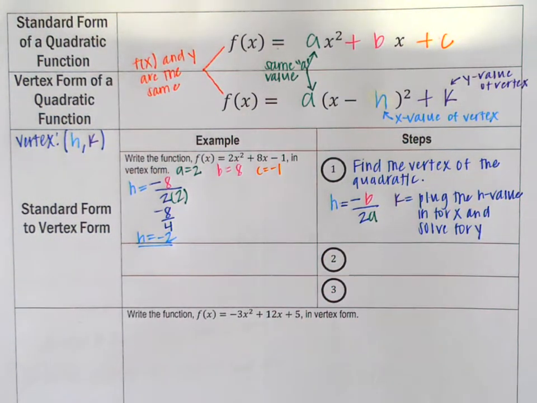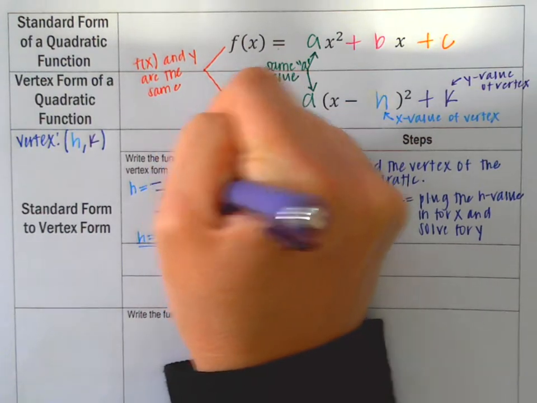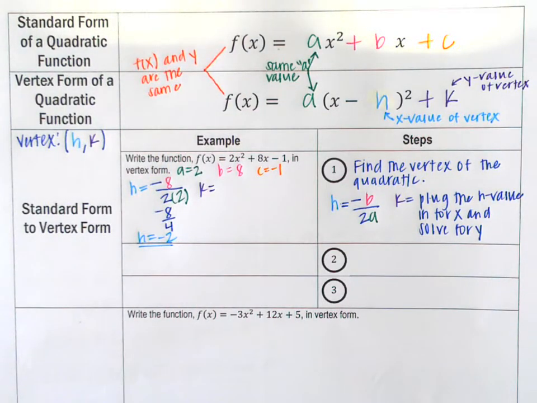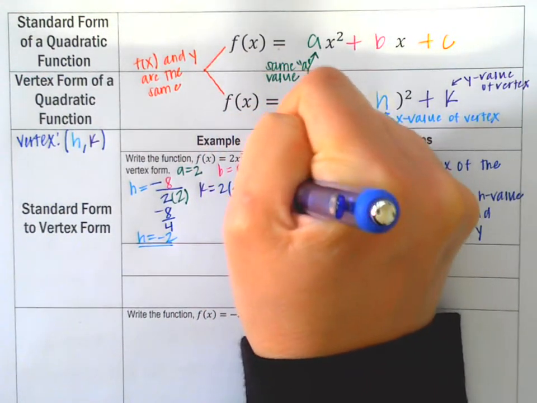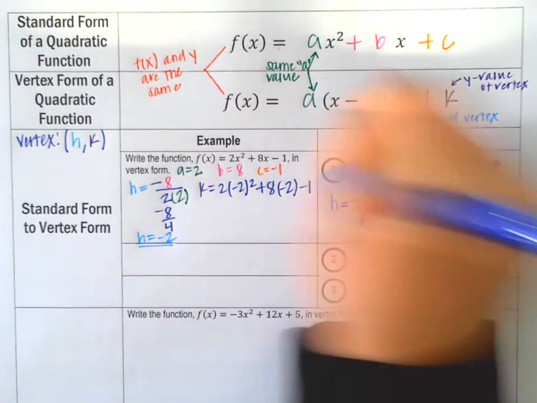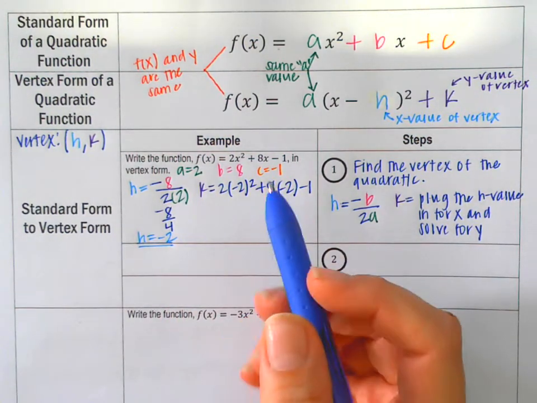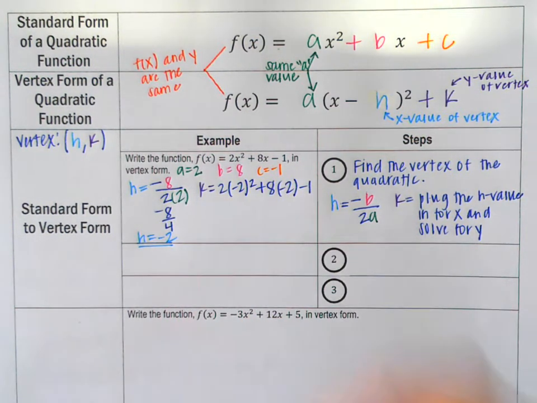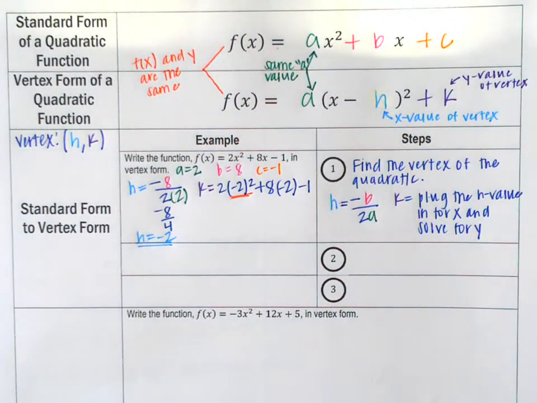Okay, so once we have our H value, negative 2, now I can find K. Remember, K is just plugging it back into the original equation. So that's going to be 2 times negative 2 squared plus 8 times negative 2 minus 1. Now remember, you have to do order of operations here. The first thing we want to do is simplify our exponents, so negative 2 squared is the first thing I do.